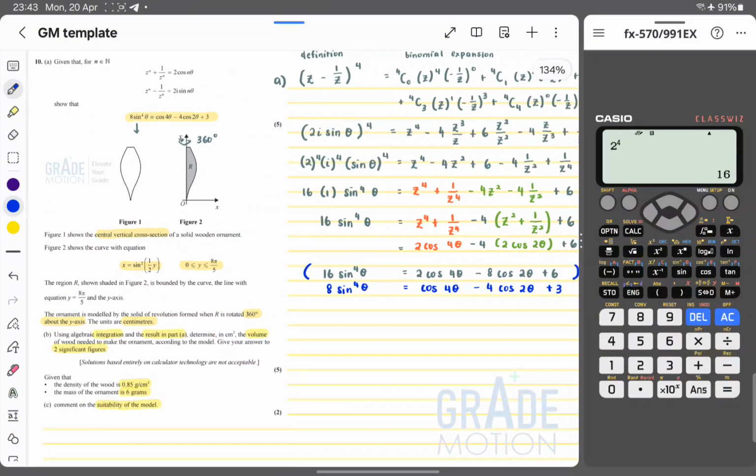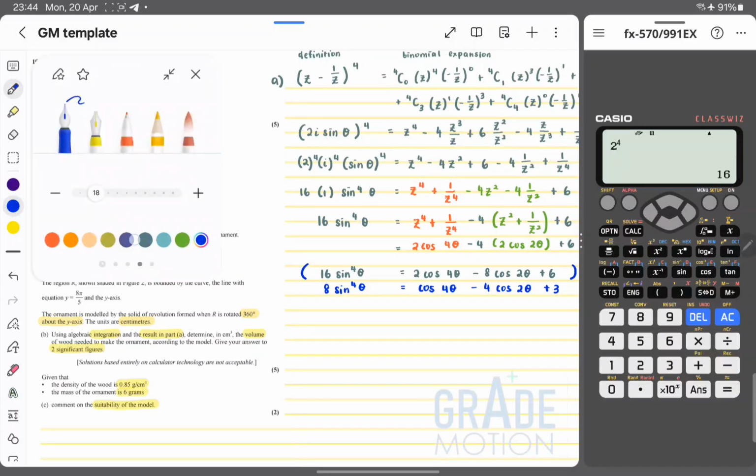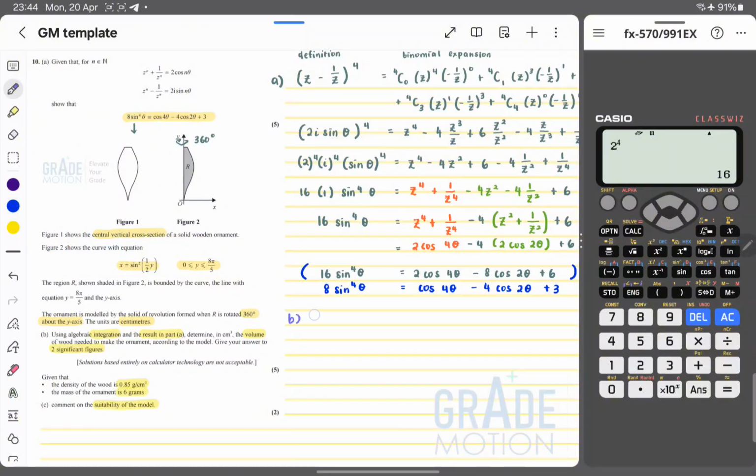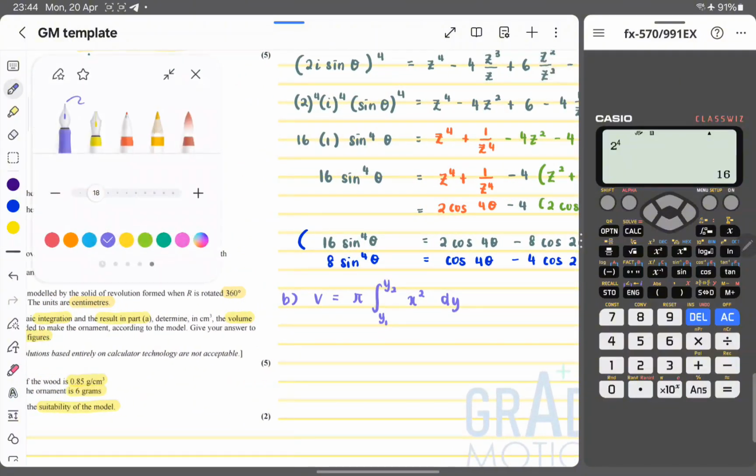Moving on to part B. Now we want to find the integration or the volume for this one. What's the formula for volume? So B, we want to find volume. The formula for volume would be pi, integral from y1 to y2 of x squared dy. So what we need is x squared. So let's find that one first.